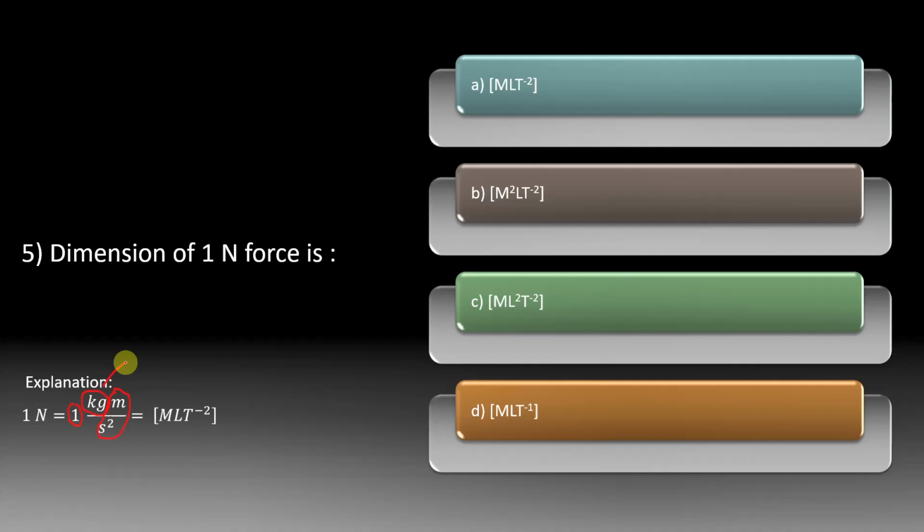So kg, it means mass. Meter, that is nothing but L, dimension is L, and in the division it is S square, that is time square. So it is 1 upon T square, that is T raised to minus 2. So we can say that the option M L T raised to minus 2 in the square bracket is the correct answer.